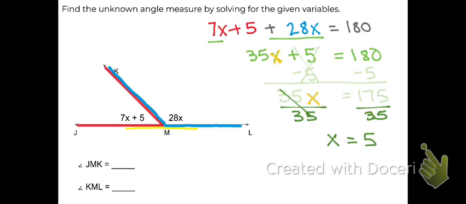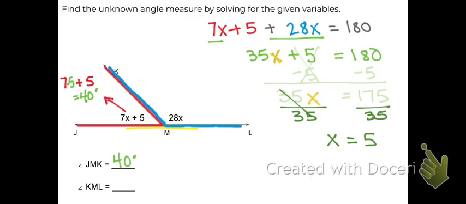But the question is not asking us what x equals, it's asking us what that red angle and the blue angle equal. Let's figure that out first by looking at the red angle. The red angle is 7x plus 5. But we just found out that x is equal to 5, so we can take that x out and instead substitute in a 5. So 7 times 5 plus 5. 7 times 5 is 35, plus 5 is 40. So this angle is equal to 40 degrees.